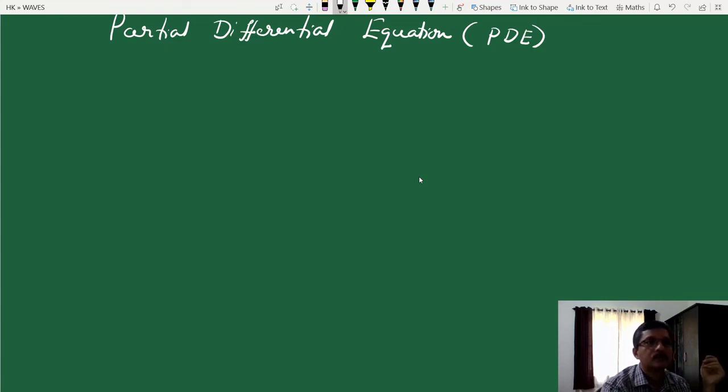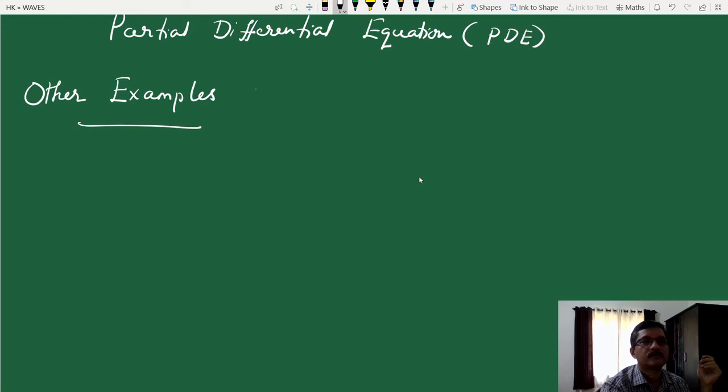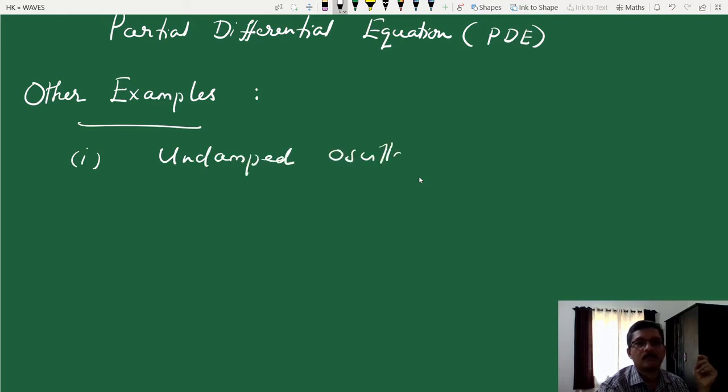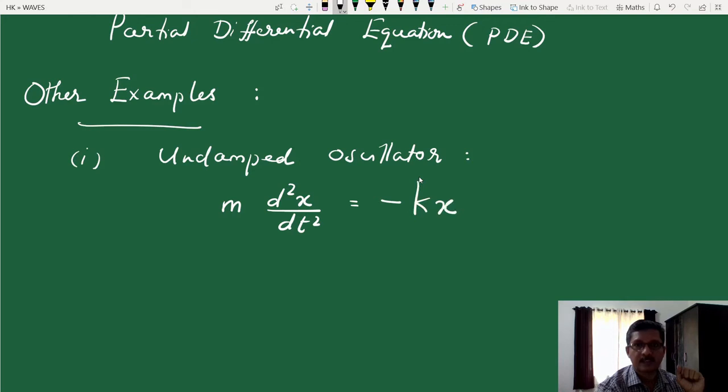So let us consider a few more examples of differential equations. First I am considering the differential equation for an undamped oscillator. This is also called the differential equation for simple harmonic motion, which is mass into acceleration, m d square x by dt square equals, for an undamped oscillator there is no damping force, only the restoring force, which is minus kx.